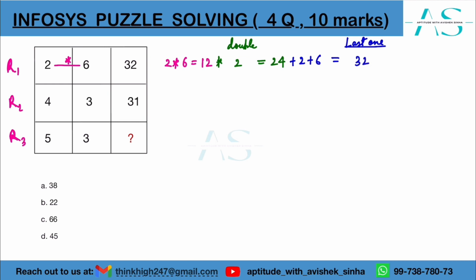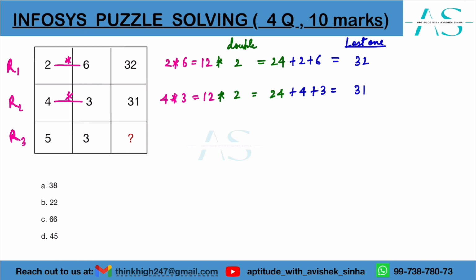Again, I'll repeat the logic. Pay attention. 4 into 3, taking the product of these two first. 4 into 3 is 12. Take the double of 12, which is 24. Now let's just add the previous elements 4 and 3. 24 plus 4 is 28 plus 3 is 31.